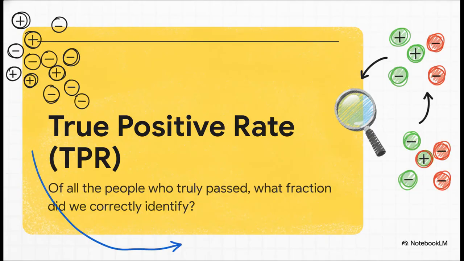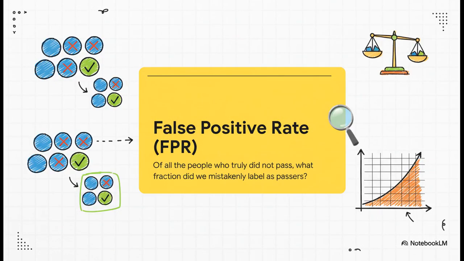To understand the graph, we just need to know what's on the axes. So the vertical y-axis, that's the true positive rate. It's just asking a simple question. If we set a pass mark right here, out of all the people who should have passed, what percentage did we actually catch? And the horizontal x-axis is the false positive rate. This just asks the flip side of that question. Okay, at this same pass mark, out of all the people who should have failed, what percentage did we accidentally and incorrectly label as passers?